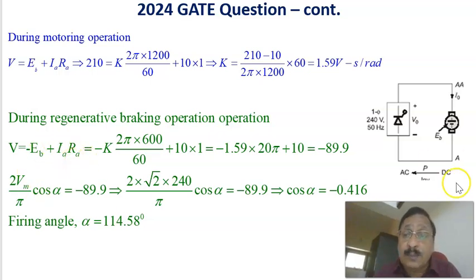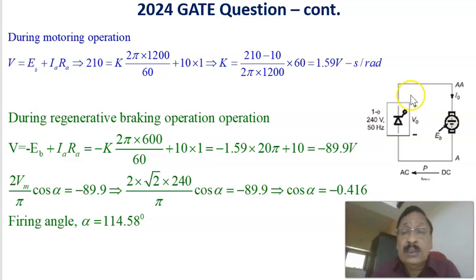The power flow is now from the motor into the AC source, that is, the mechanical power is converted into electrical power. The basic equation during regenerative braking is given by the voltage V equal to minus of back EMF plus IA RA, or minus K into 2 pi into 600 divided by 60 plus the same current we are considering, 10 into 1 ohm. From this equation, we can calculate the voltage to be applied here, which equals minus 89.9 volts.